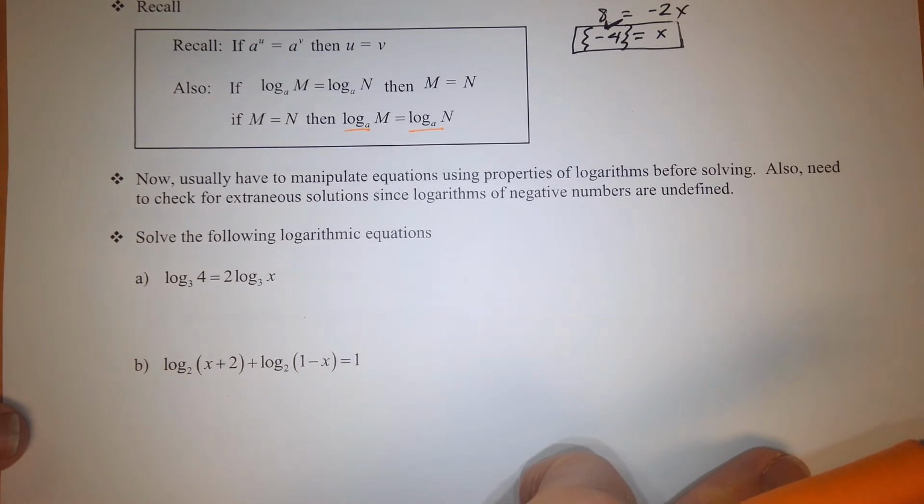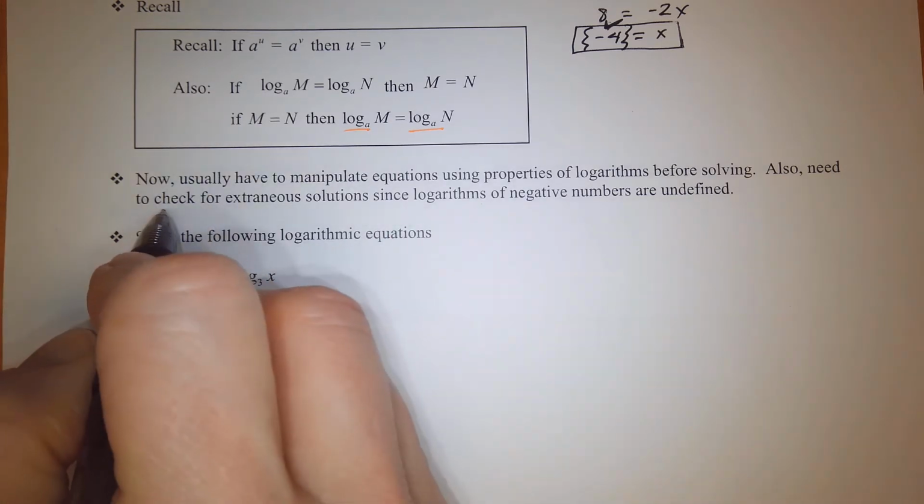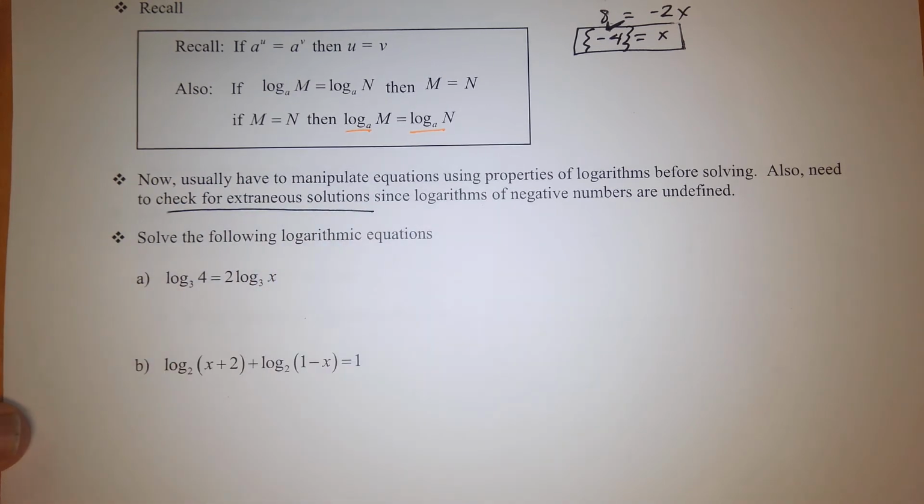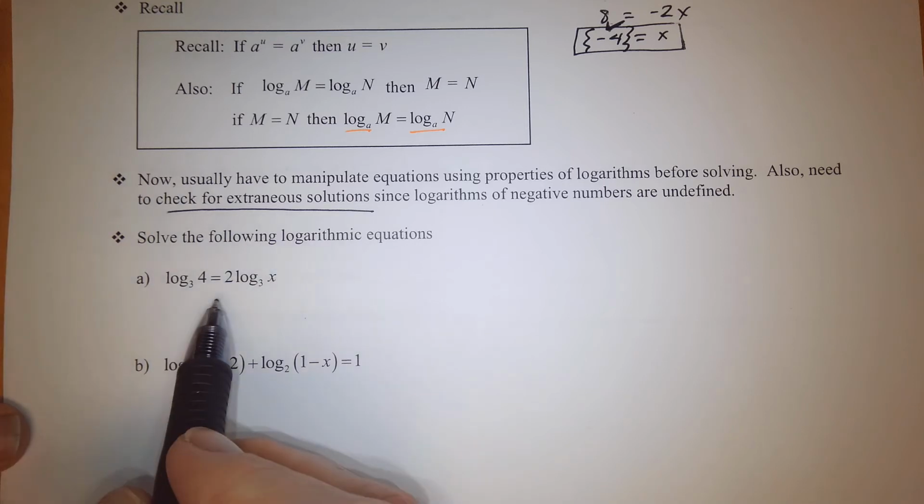For example, sometimes we have to manipulate these equations and use properties of the logarithms in order to solve. But always check for extraneous solutions. Since logarithms of negatives are undefined, we will always have to check for extraneous solutions. So let's solve this logarithmic equation.